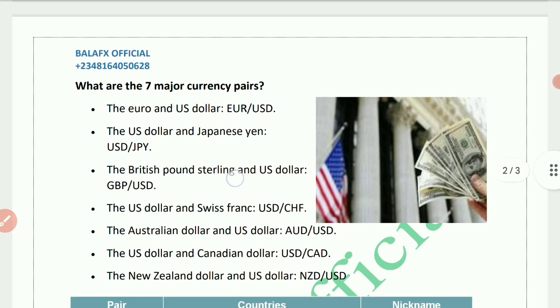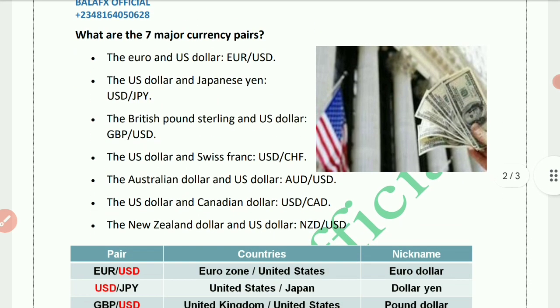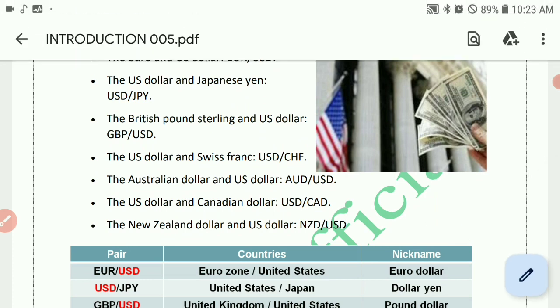So major currency pairs are pairs that have the United States dollar. In simple terms, major currency pairs are currency pairs that have the United States dollar as their base currency or secondary currency.